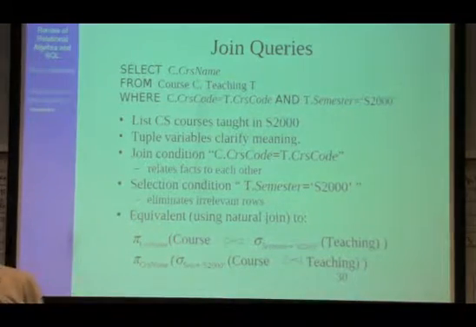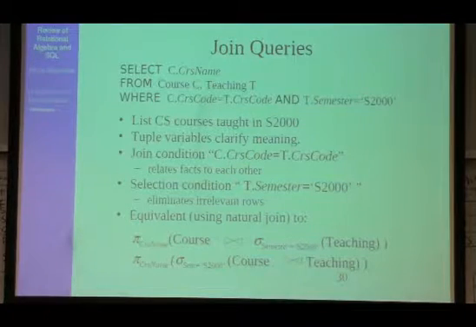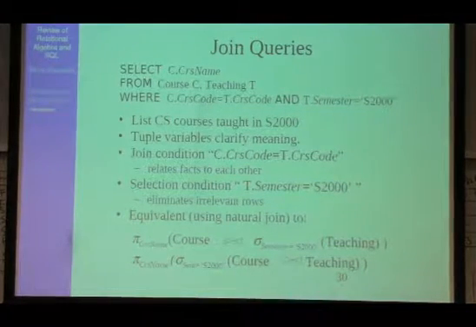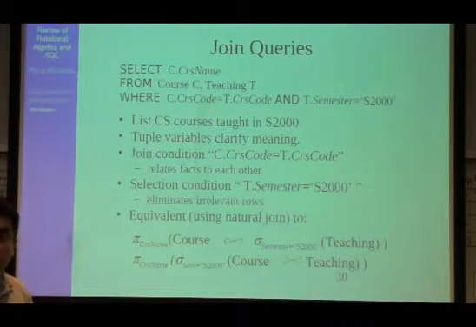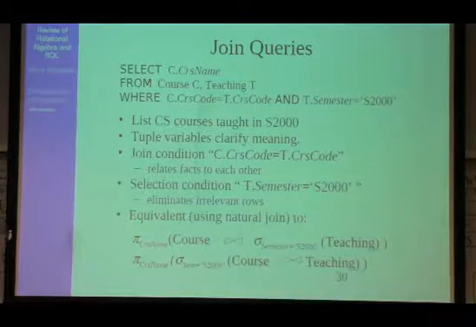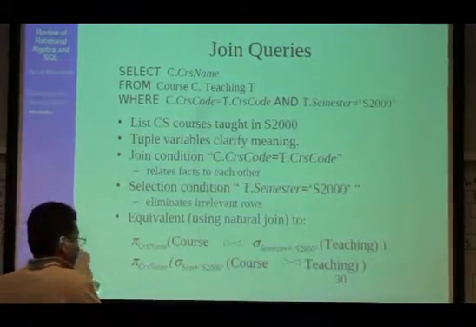But in SQL, we don't have this option. We have to do it manually. We have to specify to that Cartesian product that these two columns should be similar. Okay?